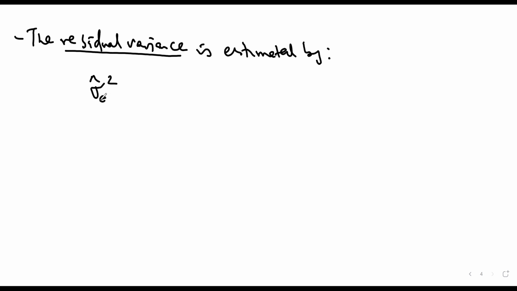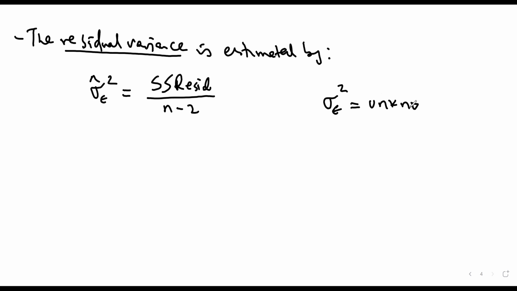Sometimes I interchange u and e, or maybe sometimes I'll be forgetting. So this is sigma hat squared of e, which is equal to the sum of squares due to the residual divided by n minus 2. That's how you estimate the residual variance. Remember, the residual variance is always unknown.